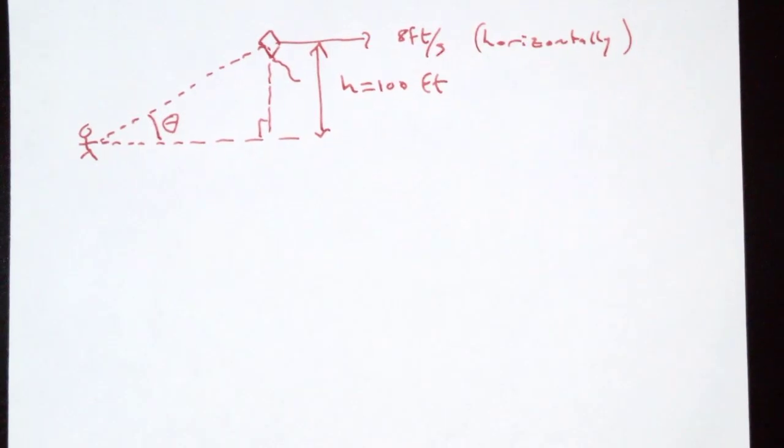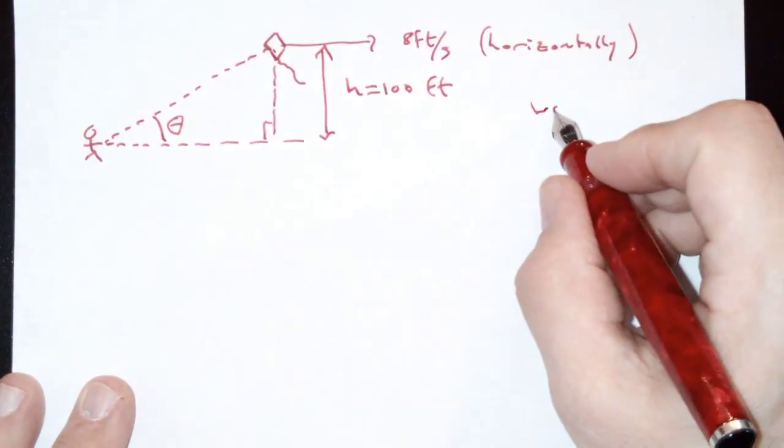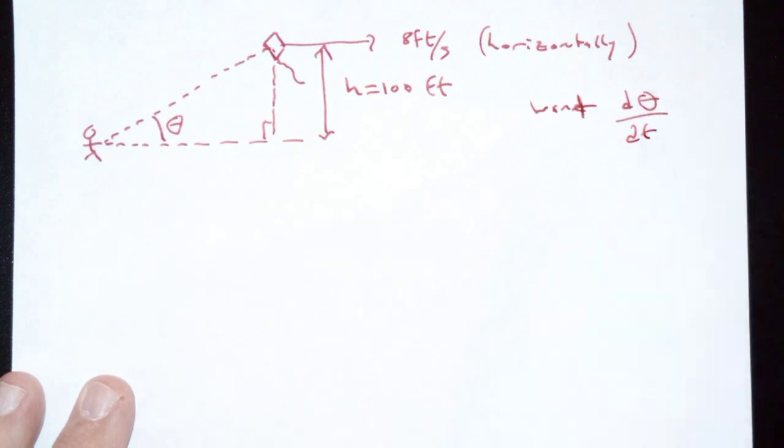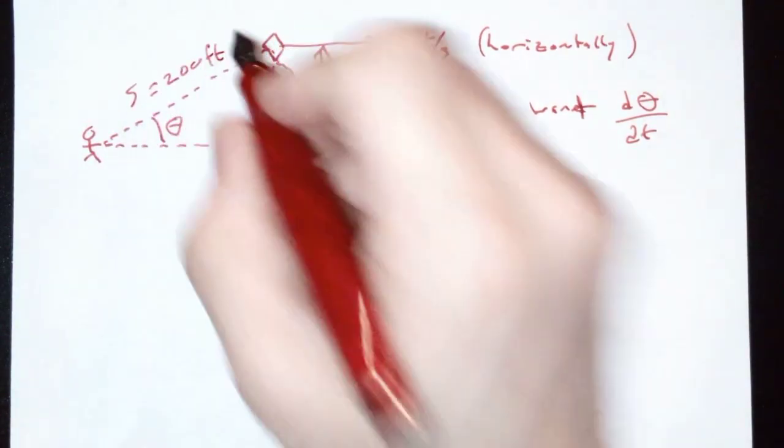What else was I told about this kite? I want to know how fast the angle is changing. Let me write that down. I want the change in the angle when what? Which means I need a variable for string. S for string, and that'll be 200 feet.